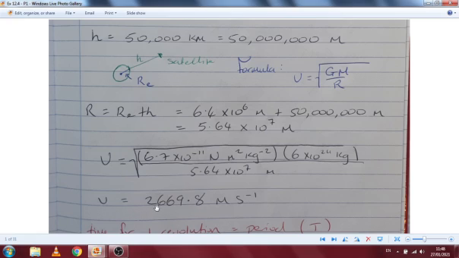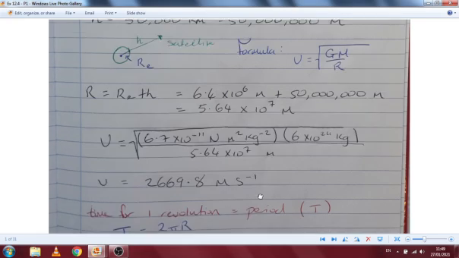So that's a ferociously big speed, 2,669.8 meters every single second. So that is our answer to that.